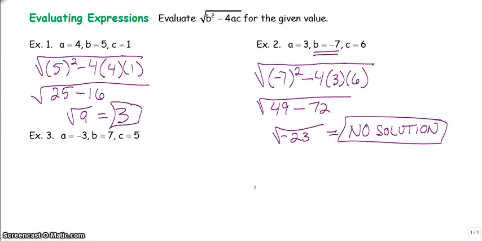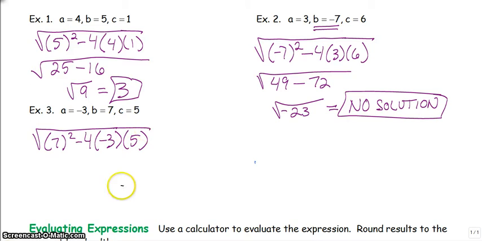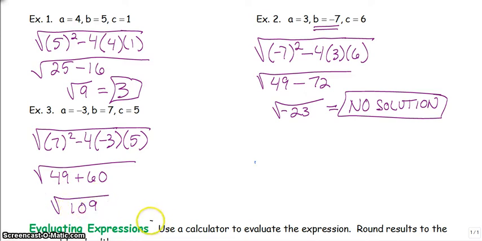Let's do one more, another answer, one that doesn't come out to be an integer or no solution. Here I have my three numbers. I am going to substitute into b squared minus 4 times a times c. 7 squared becomes 49. Negative 4 times a negative 3 is positive 12. Times 5 is positive 60. This becomes the square root of 109. I am going to leave my answer as the square root of 109 as it is an exact answer.